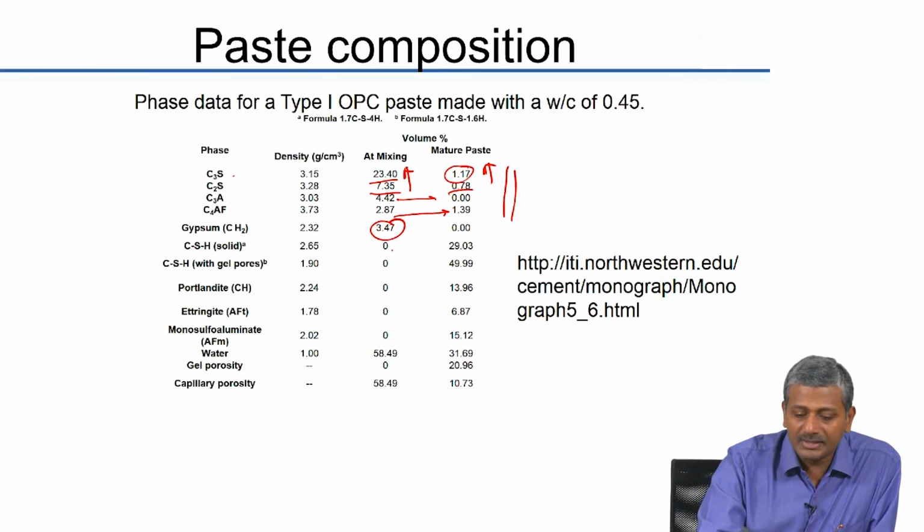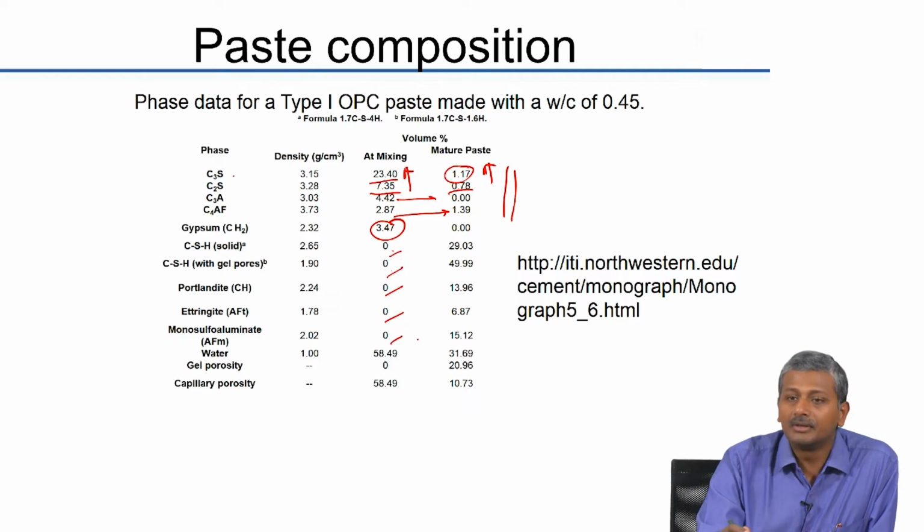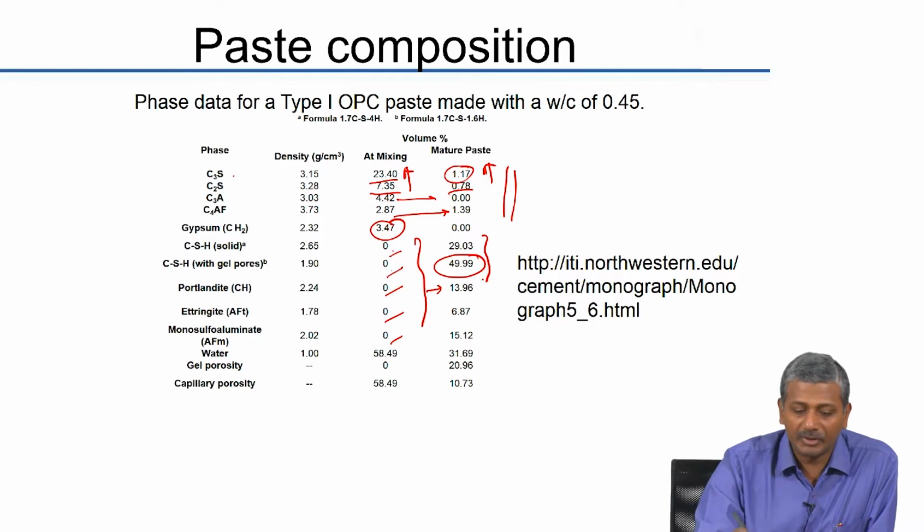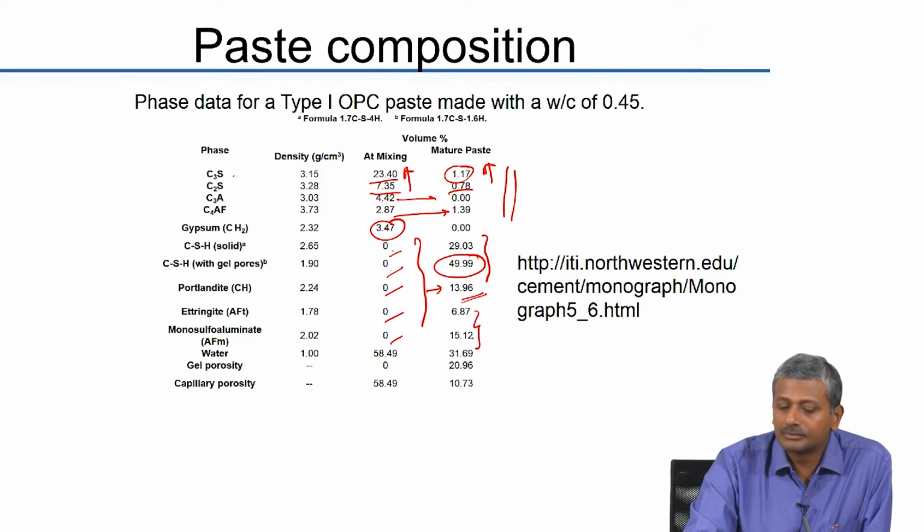The other compounds, CSH solid with gel pores, Portlandite, Ettringite, monosulphate, obviously they were not there during mixing. The formation in a mature paste indicates that your CSH is forming nearly 80% of your cement paste. CSH is nearly 80% of your cement paste. Okay. Your Portlandite is about 14%, your calcium sulphoaluminates are about 20%. Okay. So that is how your distinction is.